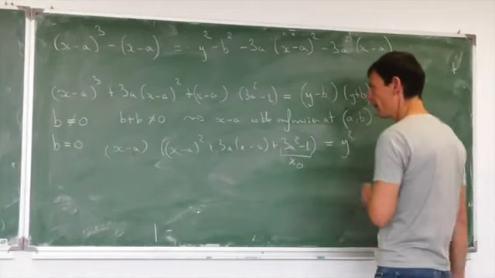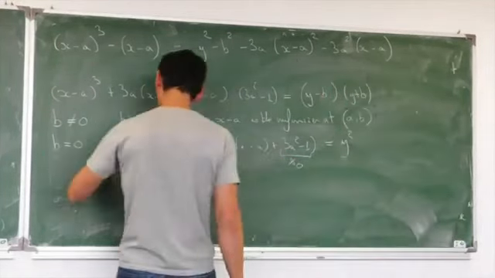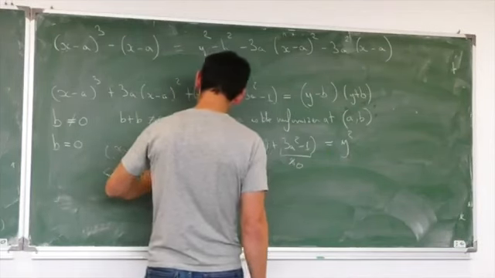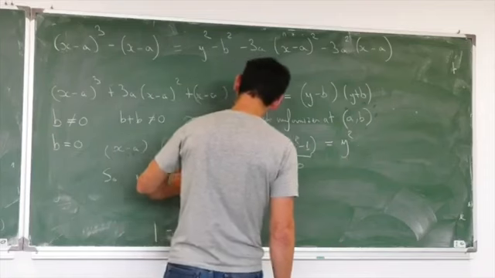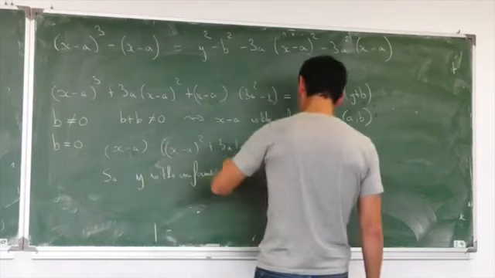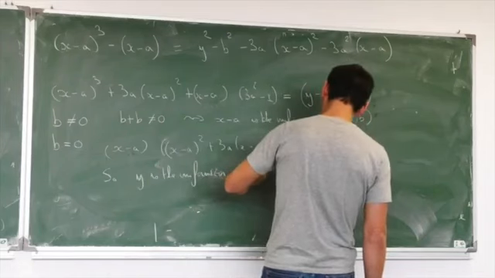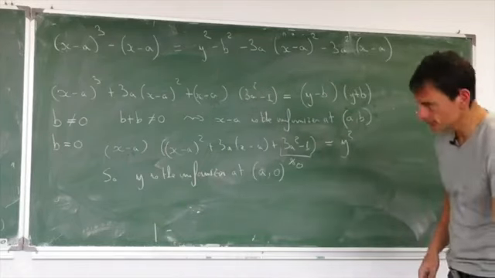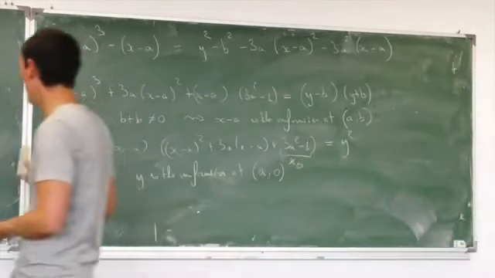So it means that this time y is the uniformizer at all the points (a, 0). Okay. So we have found now all the uniformizers.